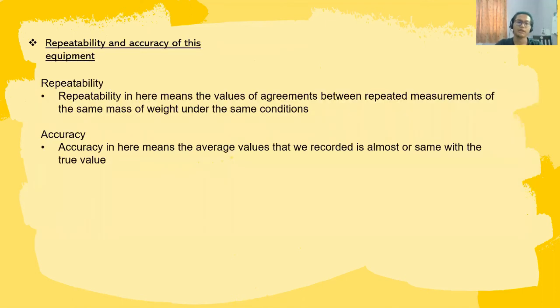So for the repeatability and accuracy of this equipment, repeatability here means the agreement between the repeated measurements of the same mass of weight under the same condition. While accuracy means the average value that we recorded is almost the same as the true value.